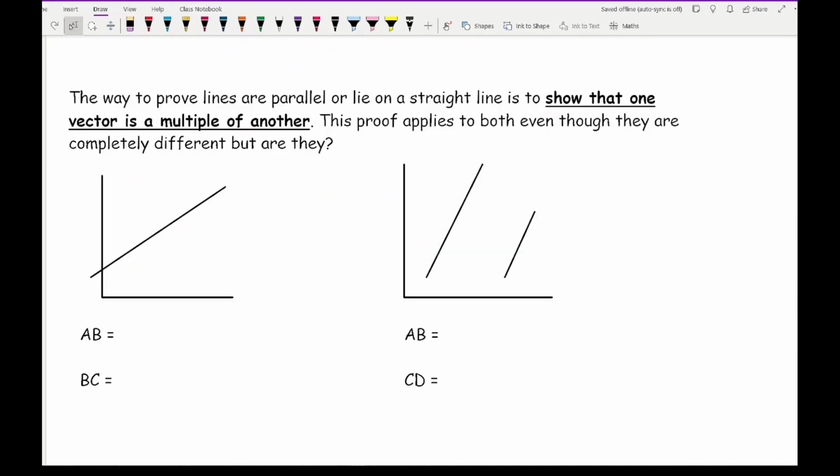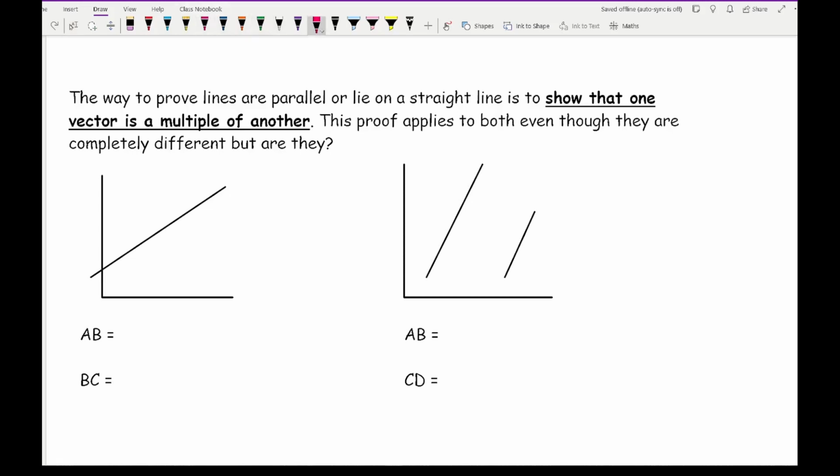Now the way to prove lines are either parallel or that points lie on a straight line is to show that one vector or one resultant vector is a multiple of another. This proof applies to both, even though they are completely different, but are they? So let's have a look at proving that points lie on a straight line.